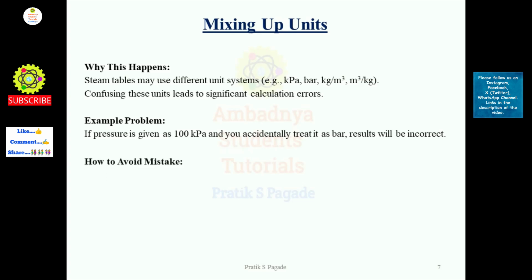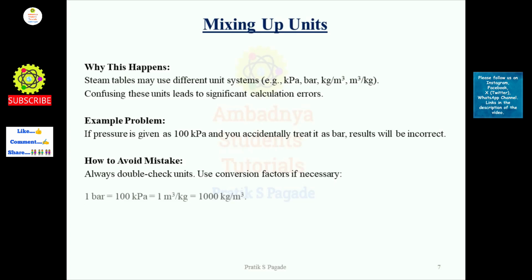So how to avoid those mistakes? To avoid those mistakes, we always need to double check the units, and if needed, do the conversion of the units as and when required. So here see, 1 bar is equal to 100 kilopascal, which is equal to 1 meter cube per kg, which is equal to 1000 kg per meter cube.